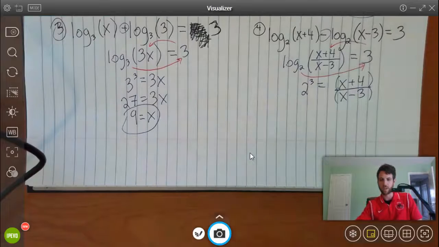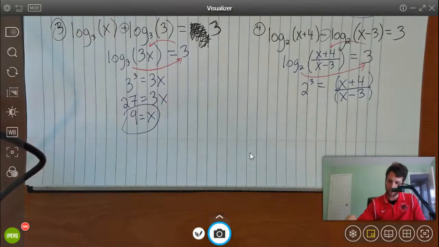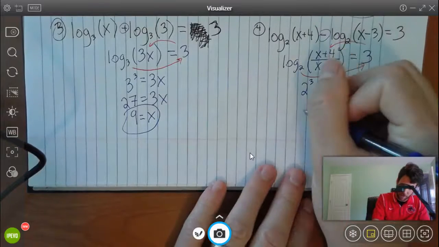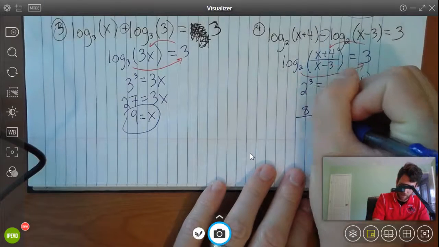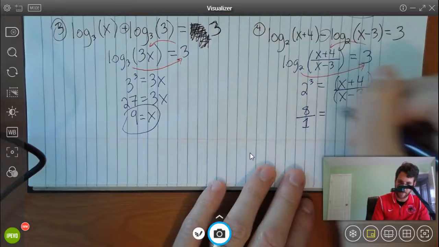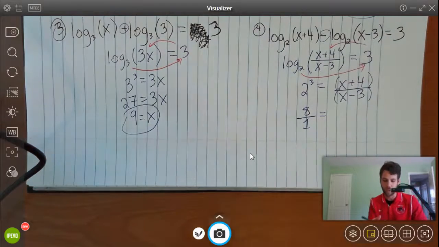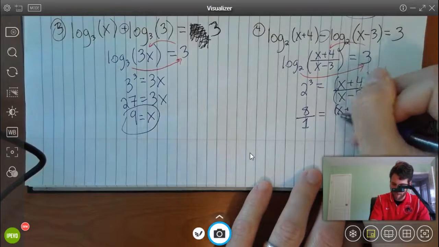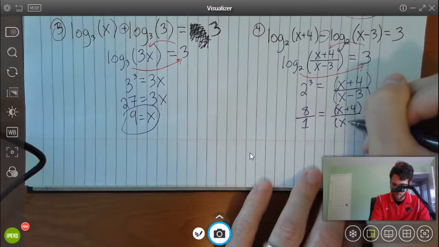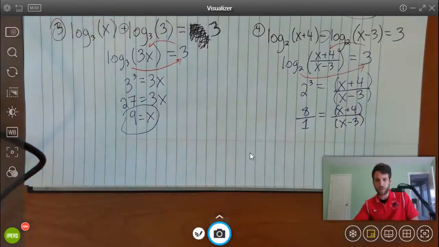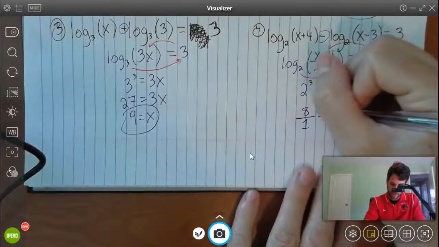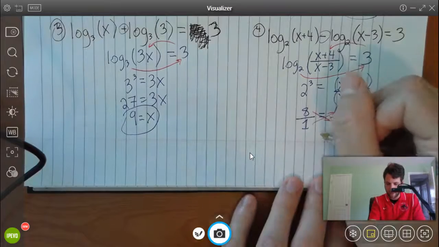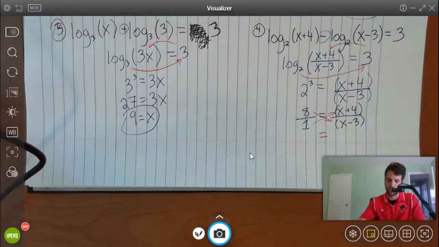Now we know 2 cubed is 8, but we also want to rewrite this in terms of fractions on both sides. So we're going to write it as 8 over 1, which is the same thing as 8, and also the same thing as 2 cubed, equal to the fraction we already had on the right side of this equation. And now we can cross multiply. We're going to do 8 times that fraction, 1 times that one, and then they're going to be equal to each other after we do that.